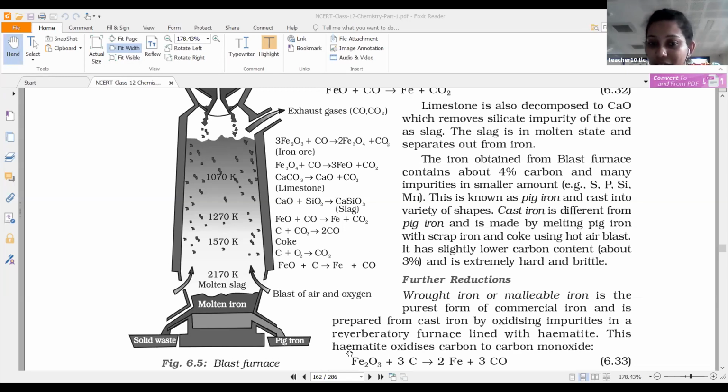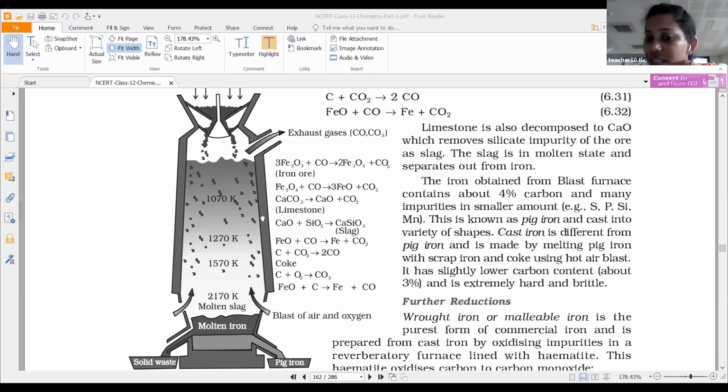Yes. So at that time, once again air content will be there. You are passing air here. That Fe reacts with oxygen and it will be converted to FeO.